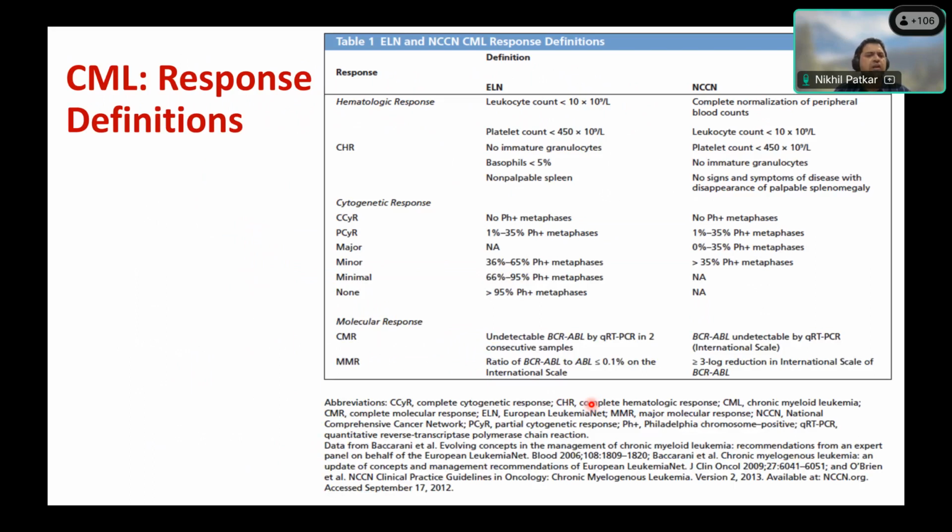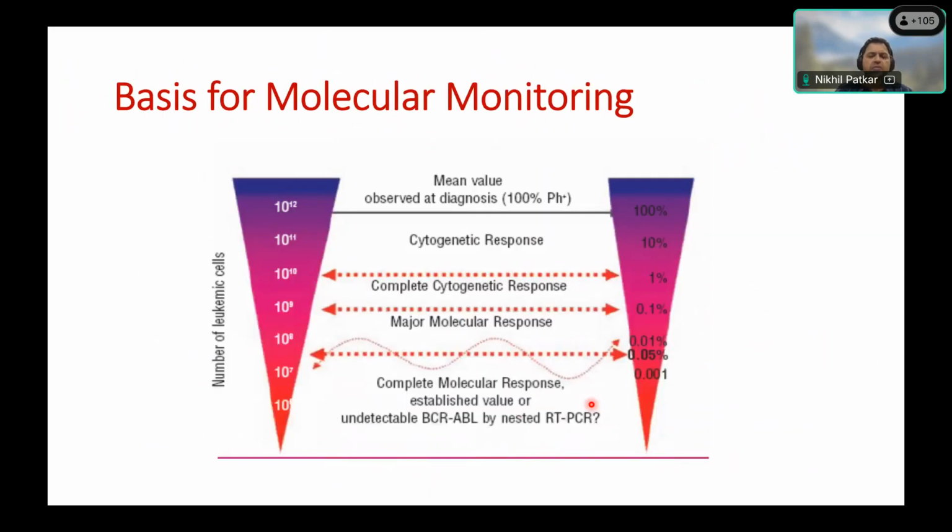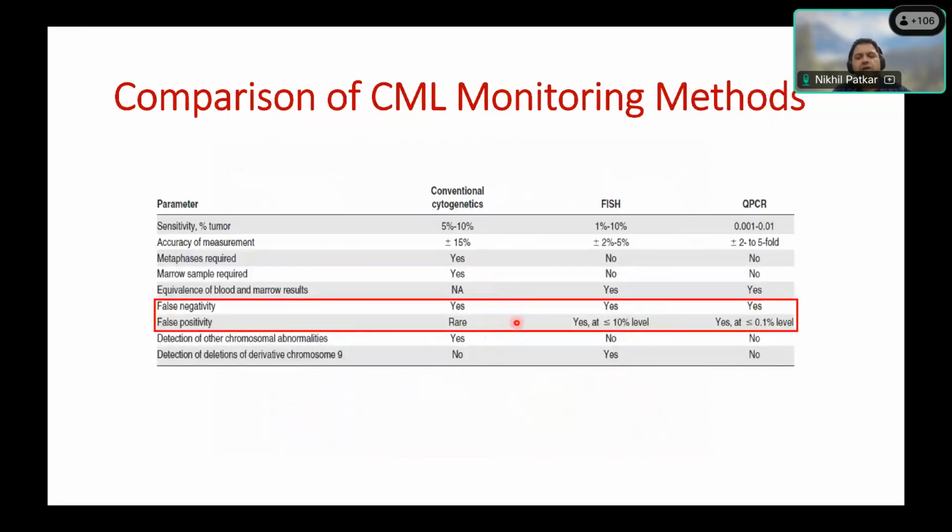So there are different response definitions in CML, as defined by the European Leukemia Network. And you can see here that typically at a level of 1%, the patient is said to have complete cytogenetic response. At 0.1%, major molecular response, and at 0.01%, the patient has deep molecular response. So if you look at different techniques, you can see that conventional cytogenetics and FISH have a very low sensitivity.